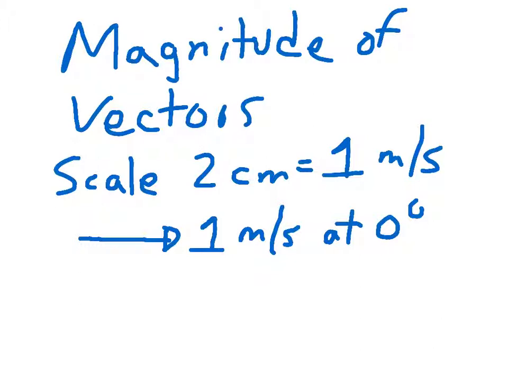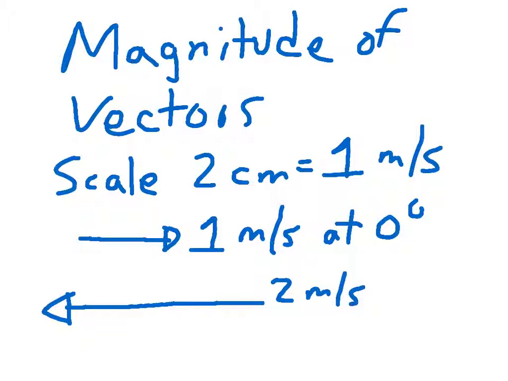Okay, and if I make it twice as long, say like so, and in this direction, this would represent 2 meters per second, and since it's the reverse direction, that would be at 180 degrees. So that's the second thing to know about vectors. The magnitude depends on the size of the arrow itself.